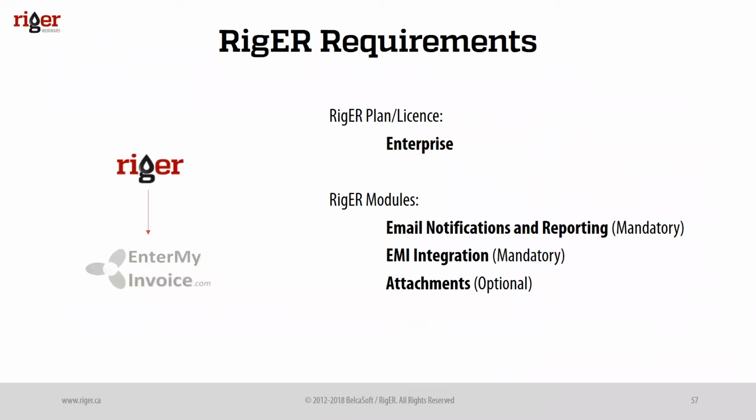So first of all, it should be a RigER enterprise license. For the modules, email notification reporting should be a module of RigER, and email integration should be mandatory, and attachments could be an optional thing.